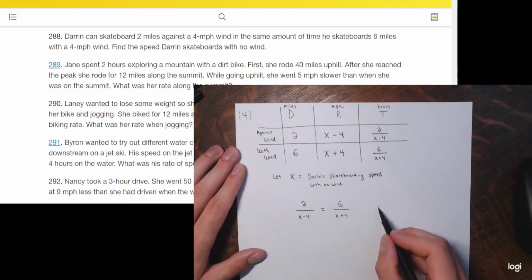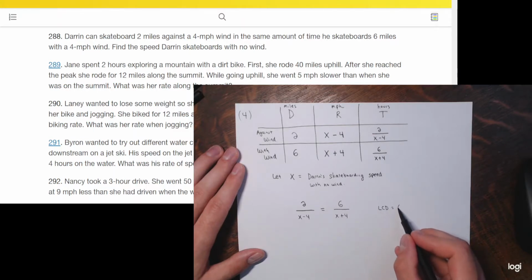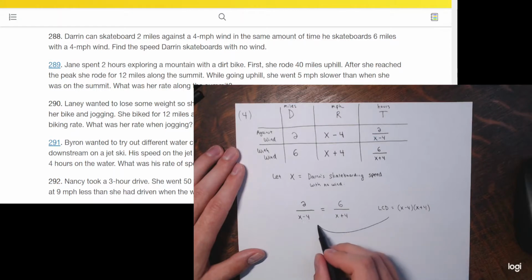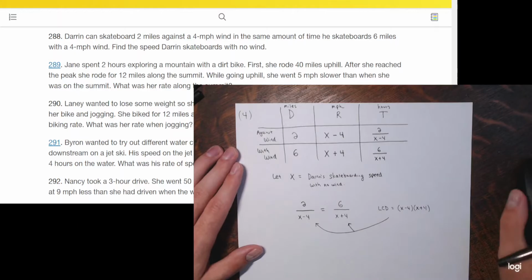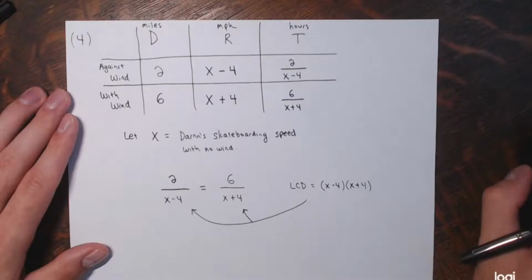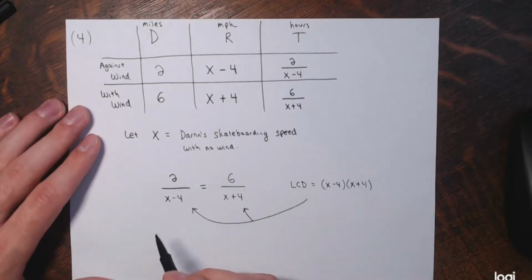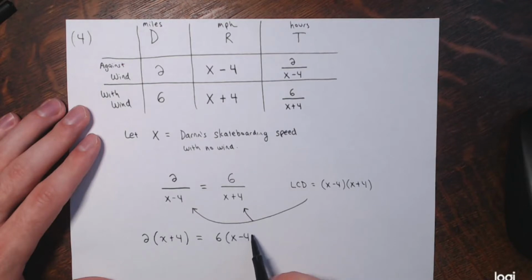The LCD is once again obvious, just the product of the denominators, right? X minus 4 times x plus 4. And I'm going to multiply both sides by this LCD to cancel denominators. And let me make this a little bigger. On the left side, the x minus 4s would cancel. And I'd have 2 times the quantity x plus 4 equals, on the right side we'd have 6 times the quantity x minus 4, because the x plus 4s would cancel.